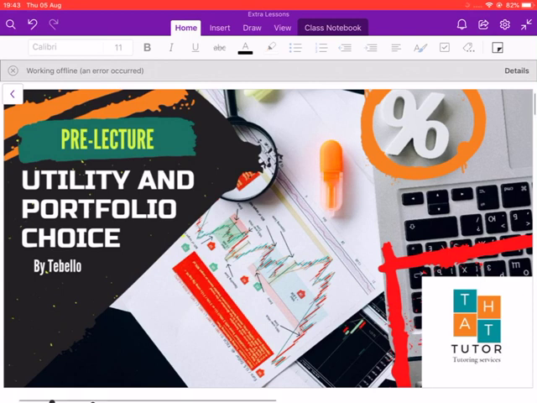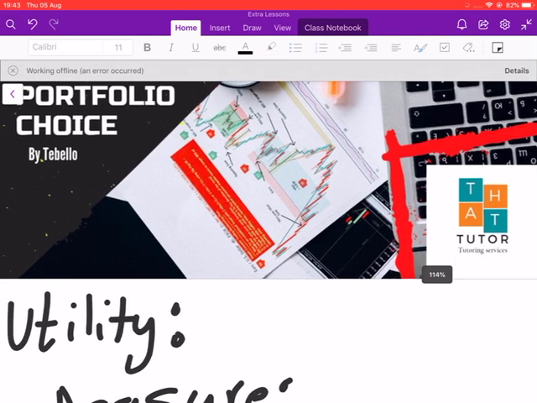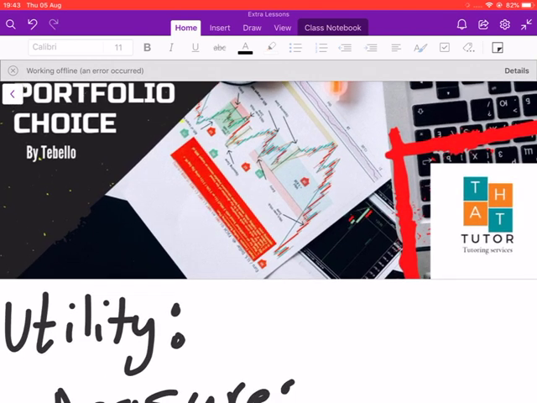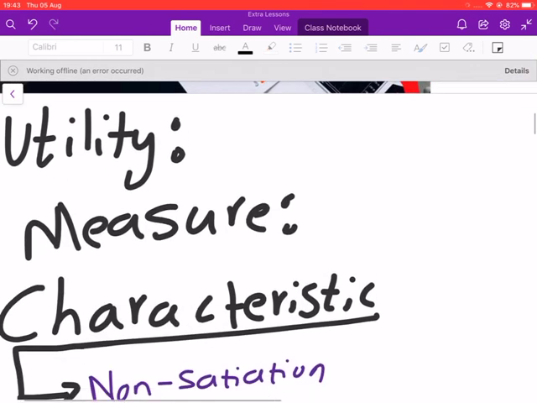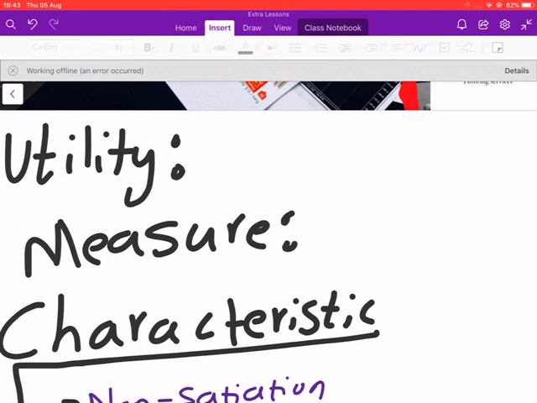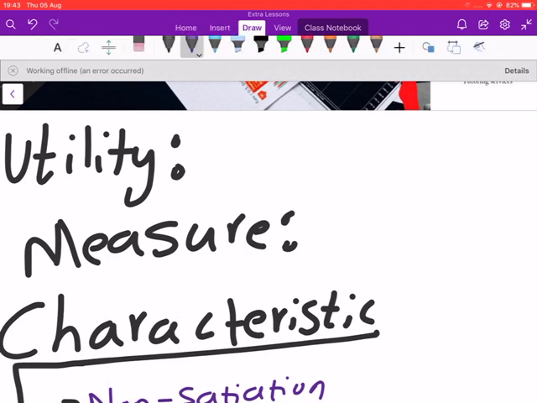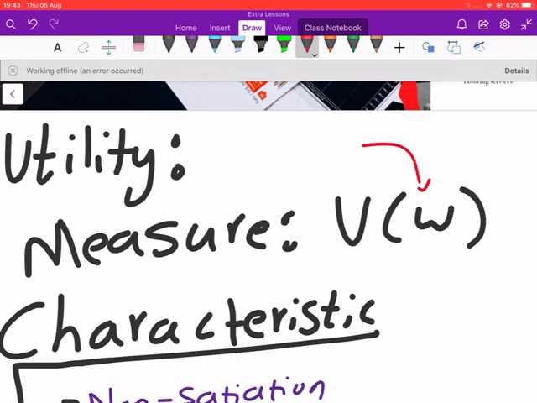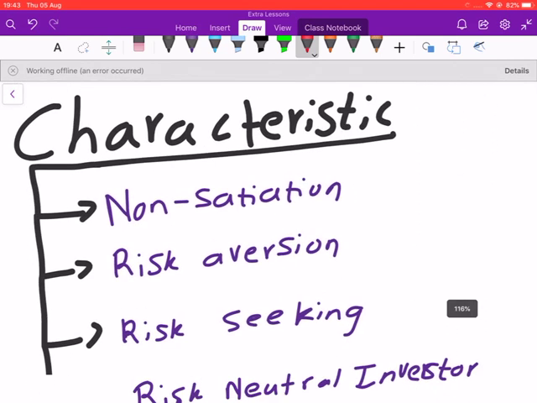So utility is basically the satisfaction you get from a particular course of action. And the way to measure this is by using a function called a utility function, right? You will say it is the utility function of wealth. In our case, we are mostly going to measure utility in terms of wealth, from the wealth you are going to gain from a particular investment, right? So the utility function has different characteristics.